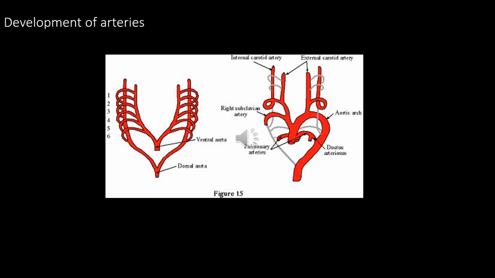These arch arteries, as you can see in the picture, on one side are connected to the ventral aorta, and on the other side to the dorsal aorta. As time moves on, there are further changes which will take place in these arch arteries. The first arch artery is represented by the maxillary artery.